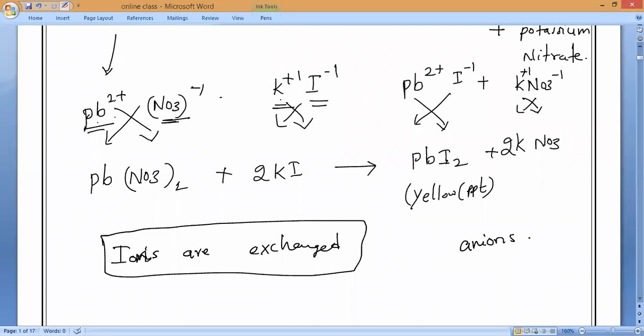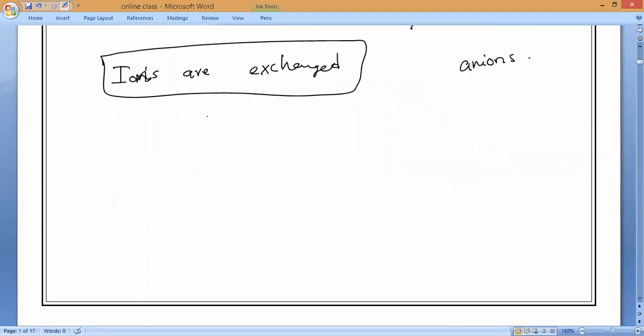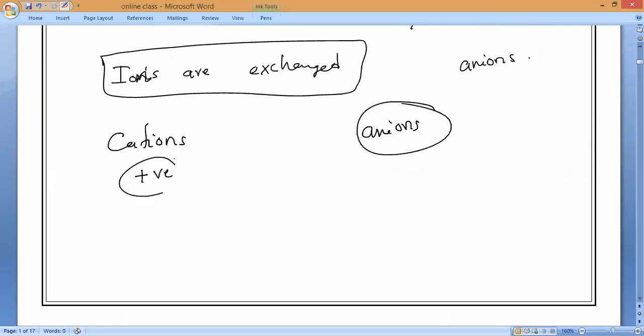If you notice, lead was before with the nitrate. Now it is forming a bond with what? Iodide. In the same way, potassium, which was with iodide, is forming a relation with the nitrate. So only who is exchanging, guys? The position is not changing. See, here also lead, here also lead. Here also potassium, here also potassium. Who is exchanging? We have two kinds of ions here. One is cations. Another one is what, guys? Anions. Cations means positive ions. Anions means negative ions.